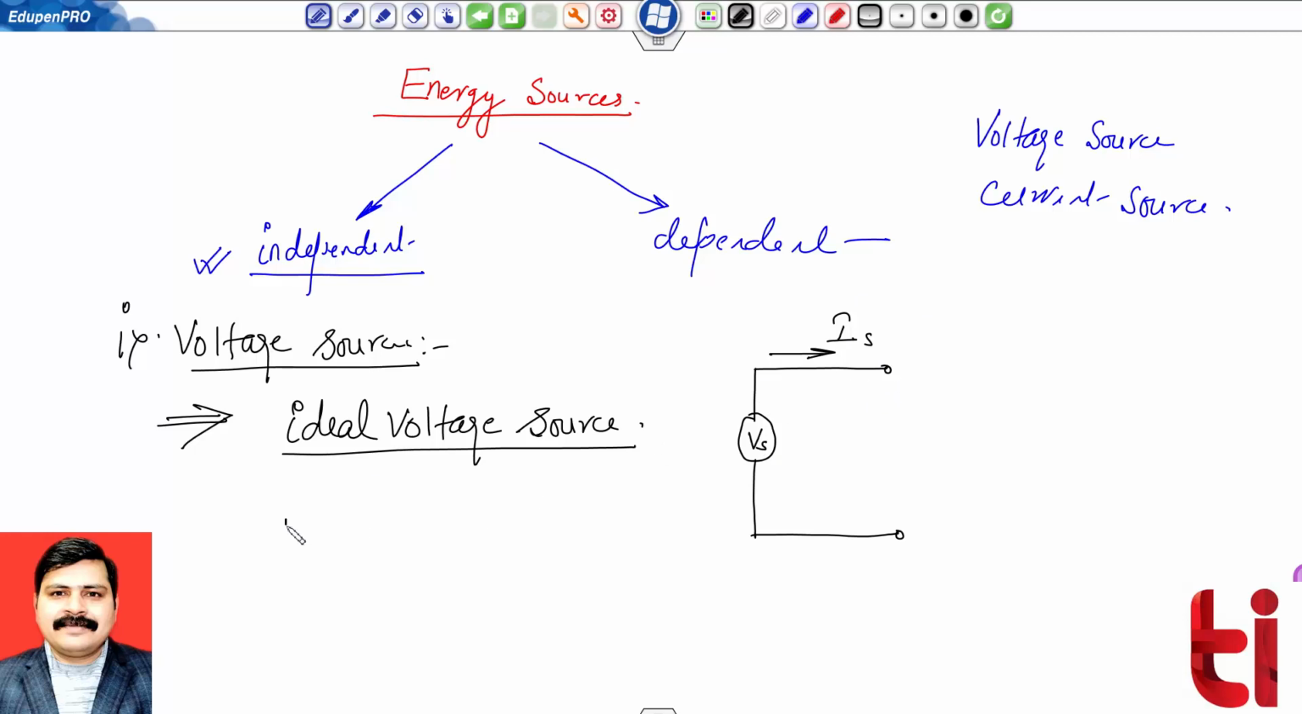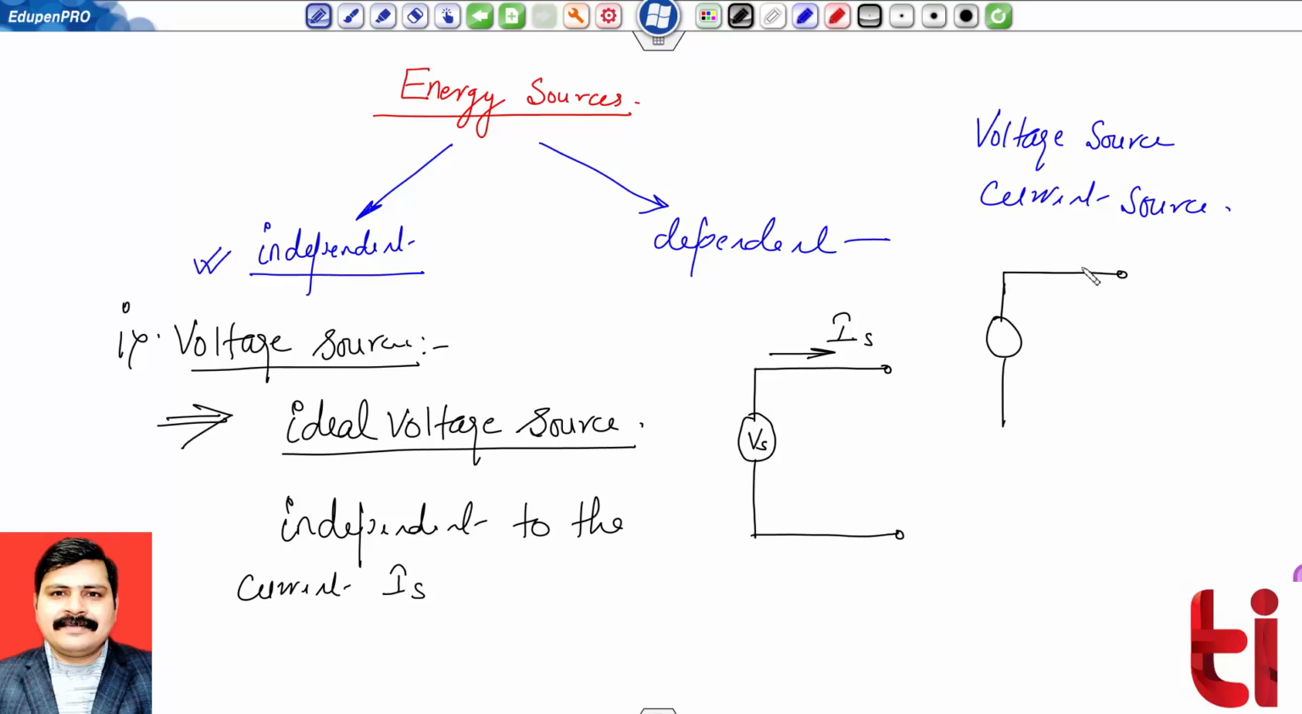So it is independent of the current Is, and over here I have shown that it is independent of time. It is not necessary that it is always independent of time. There may be a chance that some voltage sources are available that depend on time also. So I'm drawing that representation: current Is as a function of time. And in fact, this voltage will also be defined, Vs as a function of time.